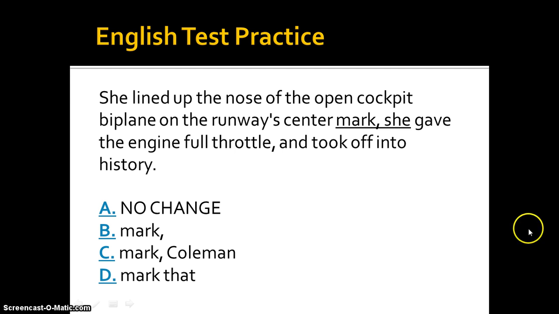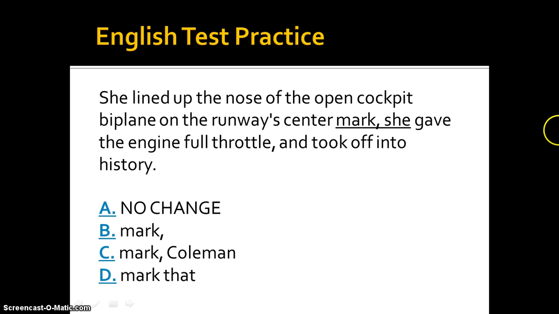Well, first of all, what do we see as the issue here? We see that because there's a "she," because there's a subject, we can't just separate that with a comma. So we know that no change is wrong. We see that just substituting Coleman for "she" is the same problem. So we are now between B and D.